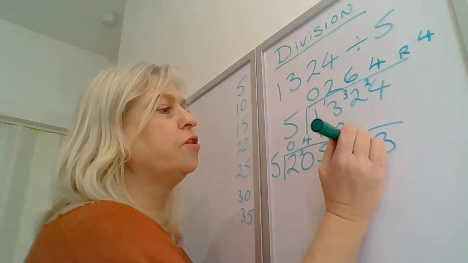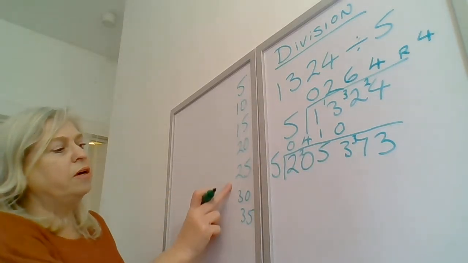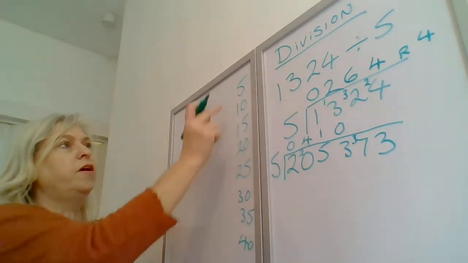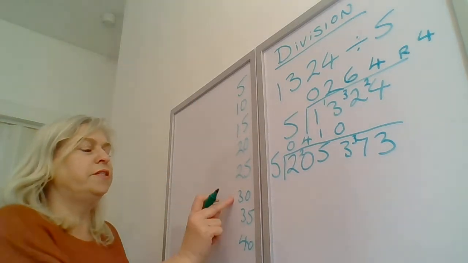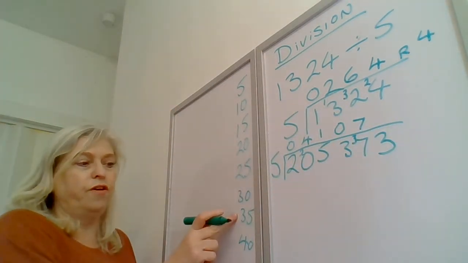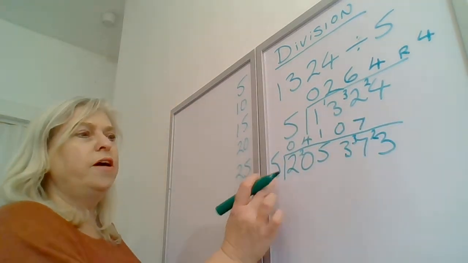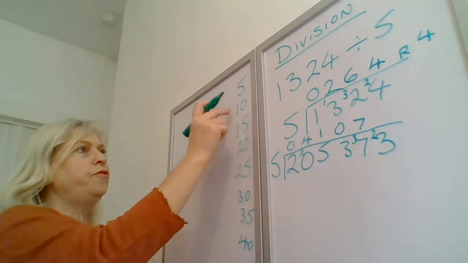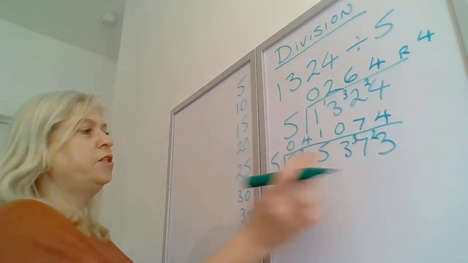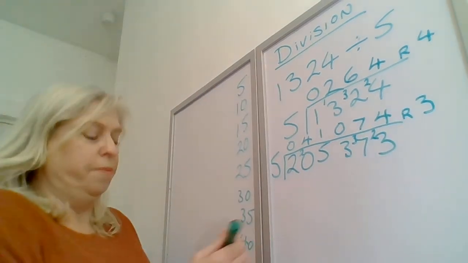So we put the 3 onto the next column and we do 5s into 37. So 37, 35, what about the next one? That's 40, that's too many. So we want 35. 1, 2, 3, 4, 5, 6, 7. So it goes 7 times. We had 37, we've used 35, so we've got 2 left over. So the 2 left over goes onto there. 5 into 23. 1, 2, 3, 4, that's too many. So it goes 4 times. What's left over? We had 23. We used 20. That's remainder 3.